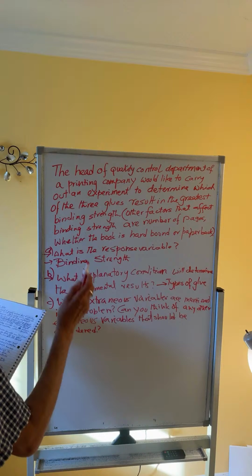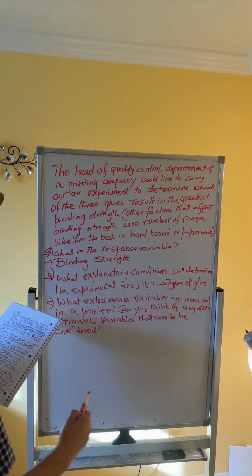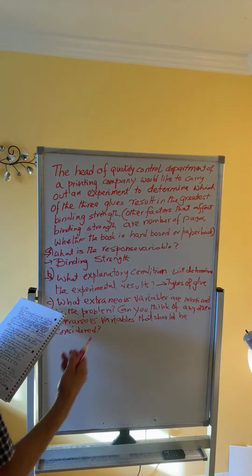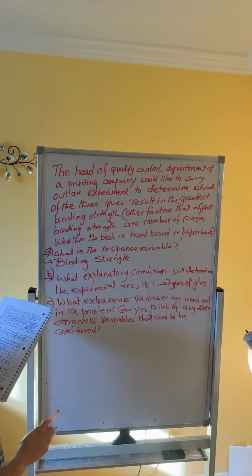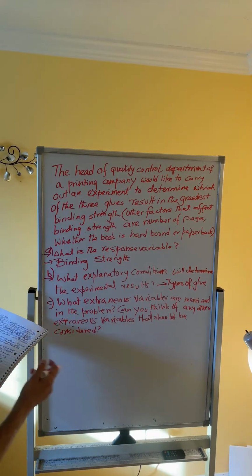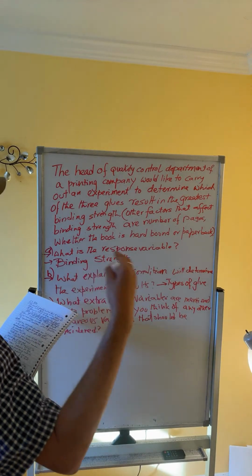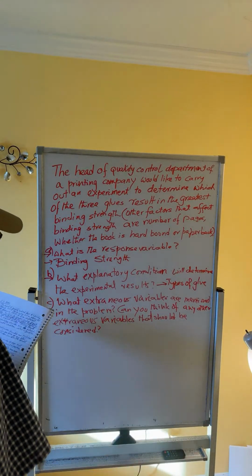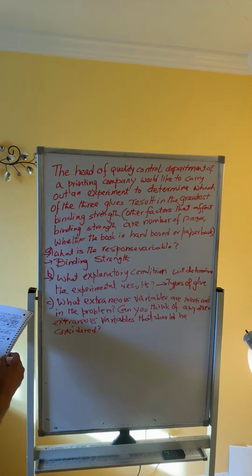Just to remind you, like we covered extraneous variable before, extraneous, as the name implies, additional variables or additional factors that might affect the results. Here we are looking at the binding strength, so they're talking about what other extra variables can affect the binding strength, and have been mentioned in the problem.